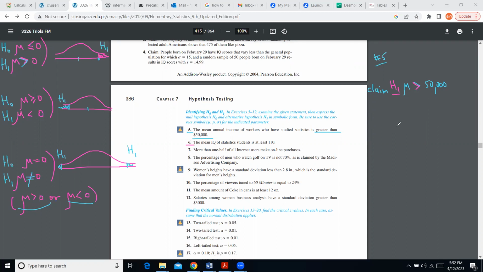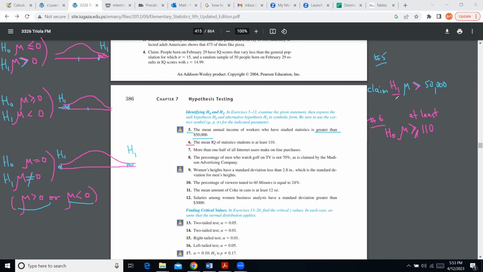How about exercise number 6? It says mean IQ for statistics students is at least 110. At least means it's not less. Remember, I already had the words at least. It could be greater than or equal. Okay. So this is going to be H0 because H0 has the equal sign.